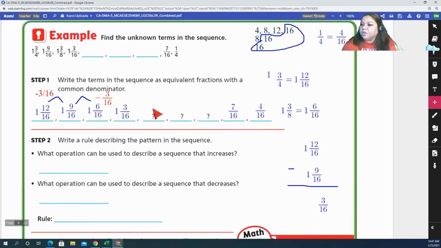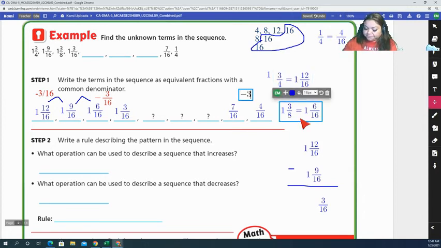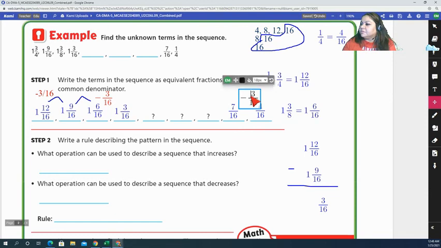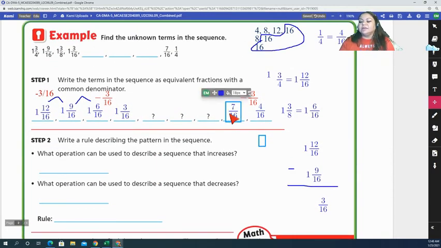Okay, so we can continue checking. 7/16 minus 4/16. I'm just subtracting the numerators. 7 minus 4 is 3. So it's 3/16. So again, I'm doing minus 3/16. So it looks like my pattern is subtract 3/16. So with that information, I can now find the 3 missing terms. And all I have to do is subtract 3/16.